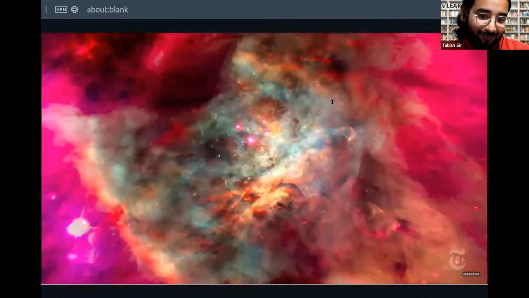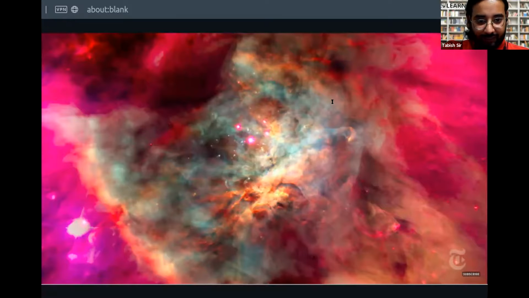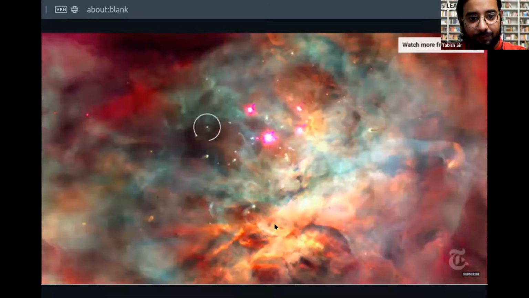So what you're looking at right now, this photo, is of the Orion Nebula. Remember the Orion Nebula we talked about in the starting? This same Orion Nebula, which is below the Orion belt. This is actually a photo taken by the Hubble telescope. We got it from the New York Times, but this photo is available throughout the internet. If you zoom in on this, you see these tiny bright objects. These bright objects are essentially small stars that are being created.